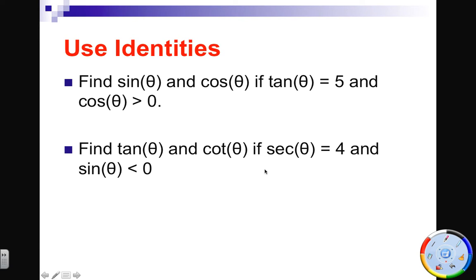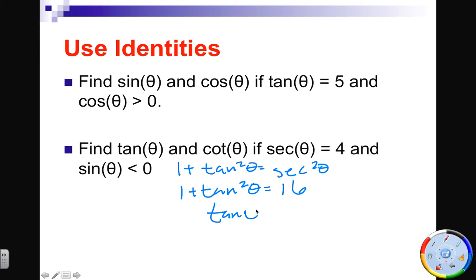Okay, helpful to us, obviously. All right, so let's do the same thing here. Secant of theta is equal to 4. So we're actually going to use the same version here. I'm going to say 1 plus tangent squared theta is equal to secant squared theta. And I know secant to be 4, so secant squared is 16. So tangent squared is 15, and tangent theta is square root of 15.